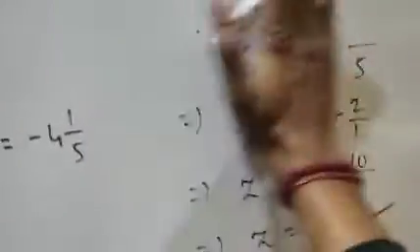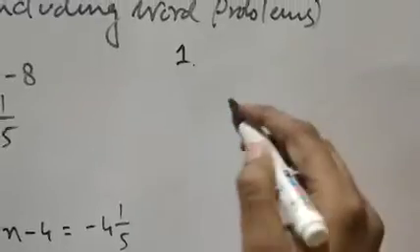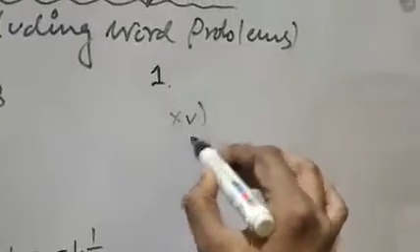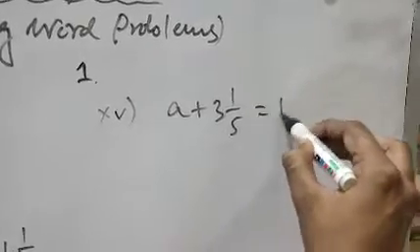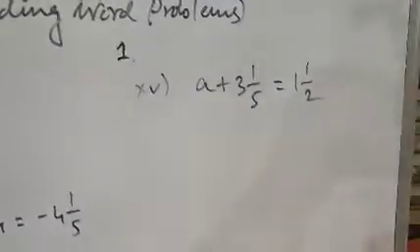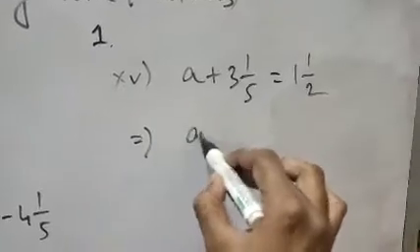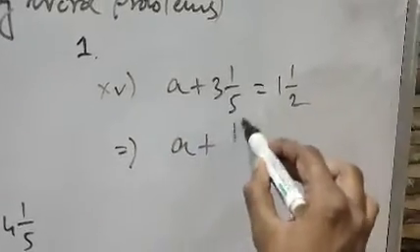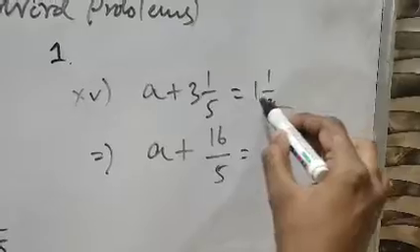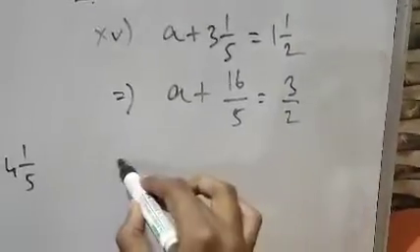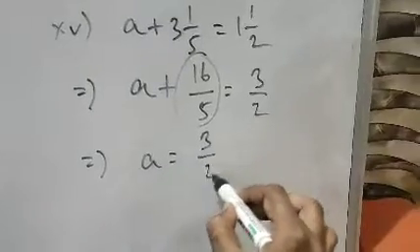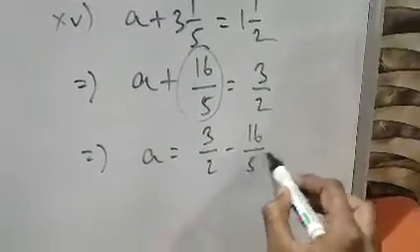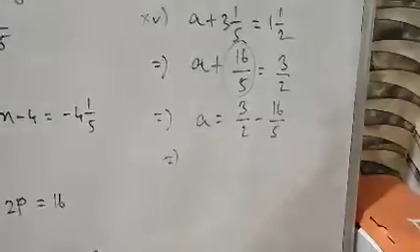Next question. Question number 15. A plus 3 upon 1 by 5 equals to 1 upon 1 by 2. Converting into improper fractions: 3 5s are 15, 15 1s are 16, 16 by 5. 2 1s are 2, 1 3, so 3 by 2. Now transfer this constant part to right hand side: 3 by 2 minus 16 by 5. Same process, the sign will automatically get reversed.